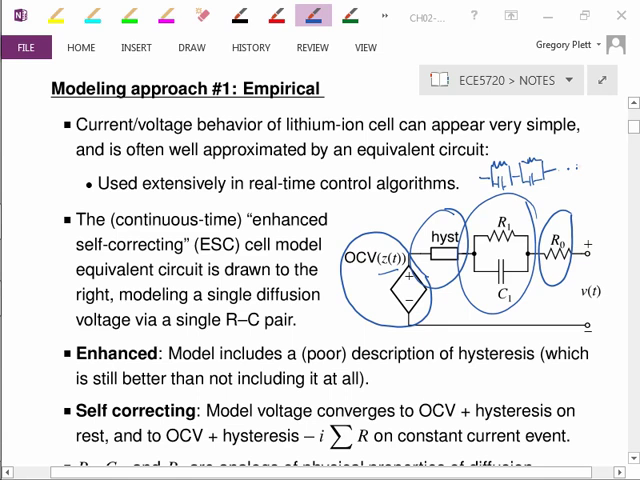It's self-correcting in the sense that the model voltage converges to OCV plus hysteresis on a rest profile and to OCV plus hysteresis plus a steady state resistance on a constant current event, which again was different from some of the previous models I had looked at. Both of these are desirable characteristics in a model. The transient behavior is not guaranteed, and in fact it will be wrong because the model is a simplified version of what is actually happening in this cell, but we found that it was not bad. We could get quite good predictions of current to voltage behavior using this fairly simple model of a battery cell.